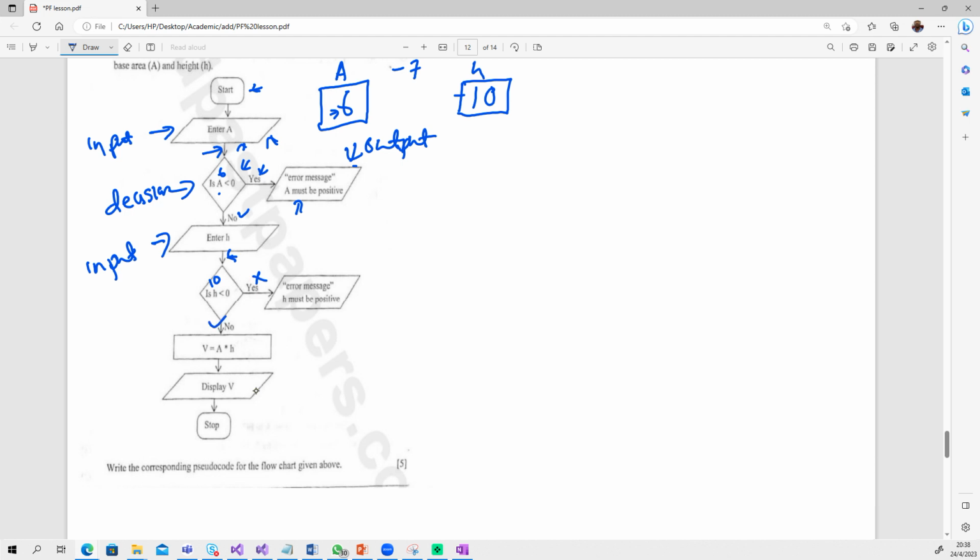Okay. So we say V is equal to A times H. At this point in time, assume that you've got a value of V like this. So the moment you say V is equal to A times H, then you're saying go to A, get what is stored there, and go to H, get what is stored there. So it's 6 multiplied by 10, which is going to make it 50. Okay. So at this point in time, the value of V is computed. Remember what we mentioned here? Here we've got a value being computed. So what we have here is a computation.